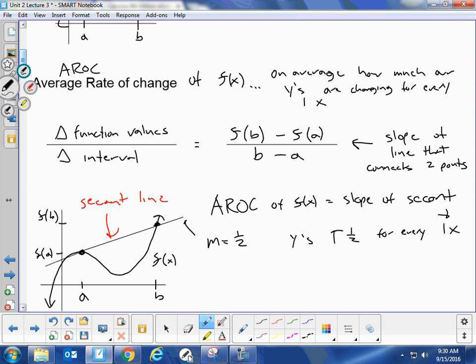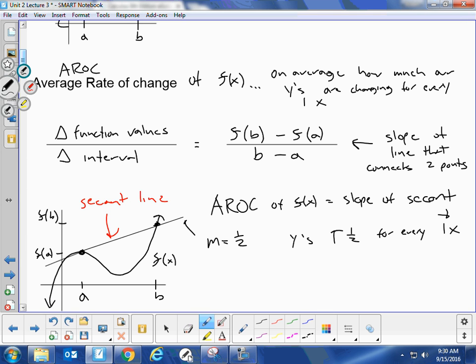Okay. Now, this isn't saying that my function is always going to be going up 1/2 from left to right. Notice my function goes down and then it comes back up. However, it will go down and then it will go up quicker than it went down. So we end up at a point higher than where we started, which is why on average we went up. Does that make sense? Okay, good.